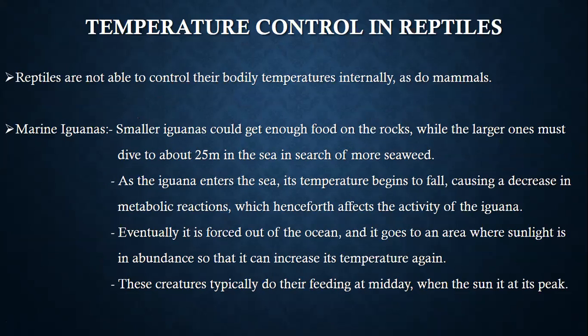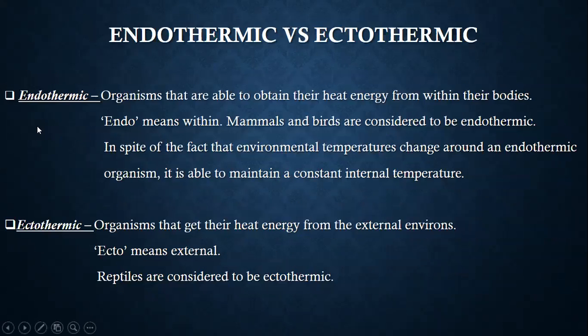But we, on the other hand, like mammals, we have built-in mechanisms where our bodies can actually warm themselves. All right, so we are considered to be endothermic. So endo means within. So therefore, that means that our heat and everything that will either warm us up or cool us down all functions within us.